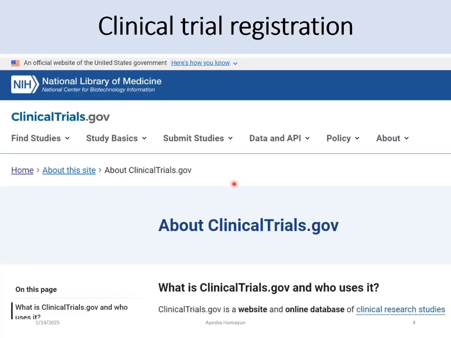Here you can see the website of clinicaltrials.gov, and here we can have a clear idea according to the country, according to the disease, or according to the funding source. There are multiple options to extract the data about clinical trials. So I have done some extraction, and I will show it in further slides.